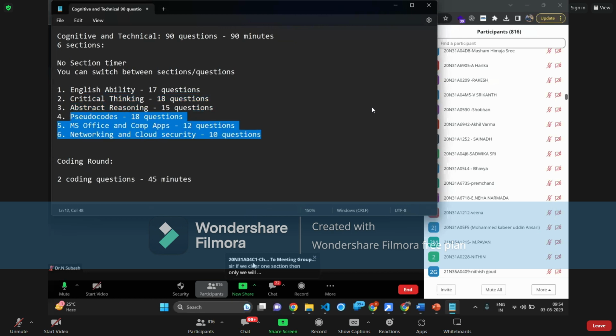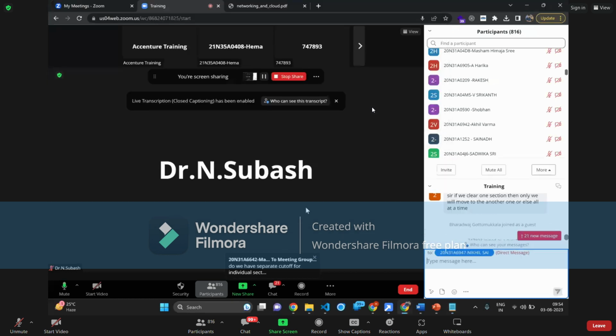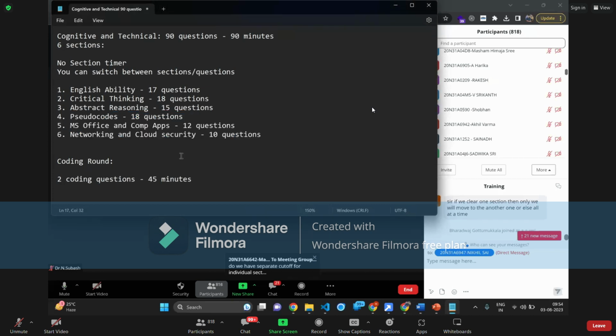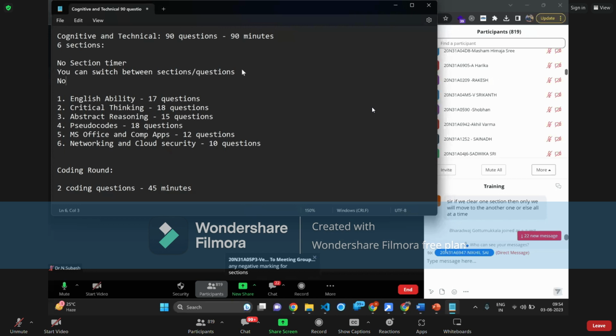If we clear one section only, will we? No, that is not the case. You need to clear all the 90 questions, and only then the timer will move and take you to the coding round. Any negative marking? No negative marking. Let me just add that also. Decent enough question.